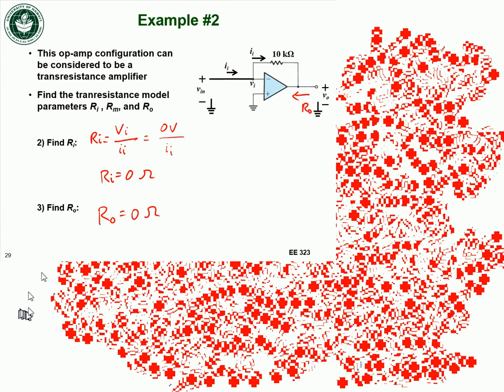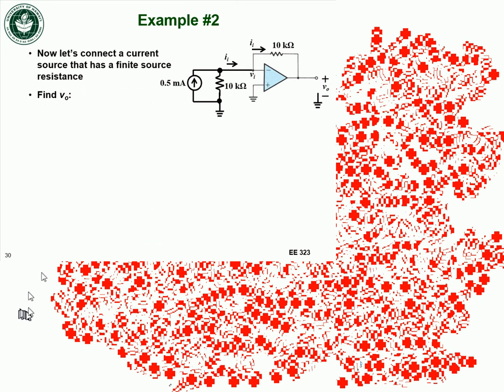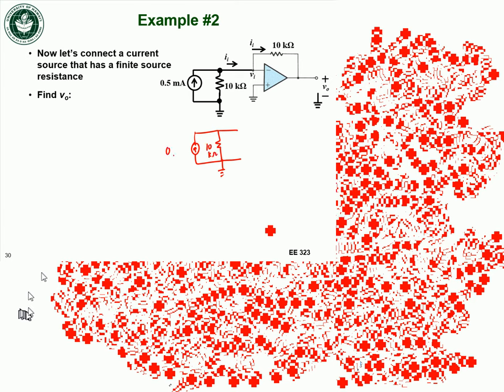Okay, that's the amplifier by itself. So we've converted this to the transresistance amplifier model. And now let's look at what happens when we connect a source. Okay, so we're going to connect up a current source with a finite source resistance. So here's my source. An equivalent way of drawing our top circuit is to convert entirely to our transresistance amplifier model. So let me draw the op amp as our transresistance amplifier model.